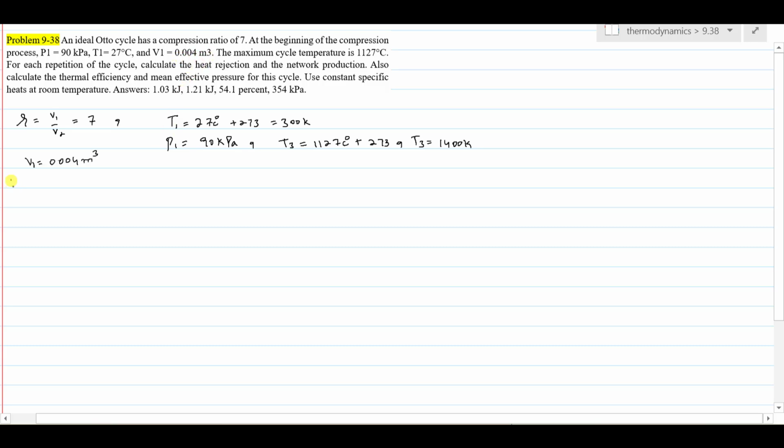So what is our required data? We need to calculate the heat rejection, the net work production W net, the thermal efficiency, and also the mean effective pressure. Toward the solution, let me draw the PV diagram of the Otto cycle so you can clearly understand its concept.